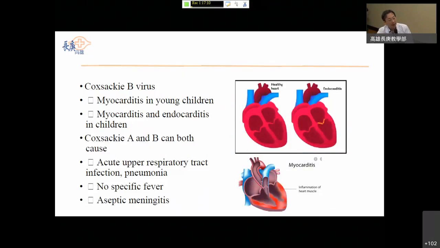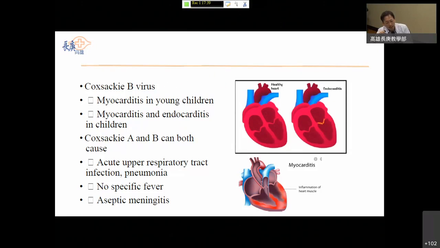This type of virus, Coxsackie B, causes even more severe disease. It causes myocarditis in young children. It also causes endocarditis in young children as well. So this is what happens during the pandemic of enterovirus.